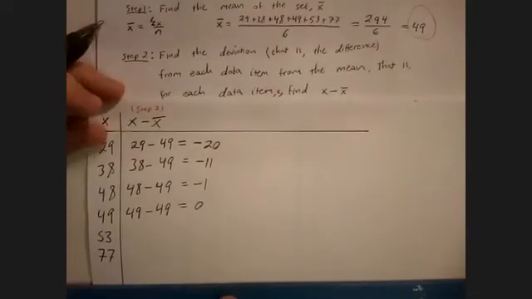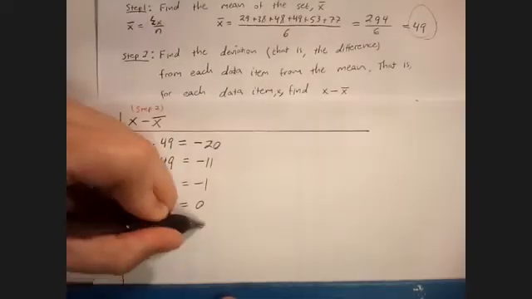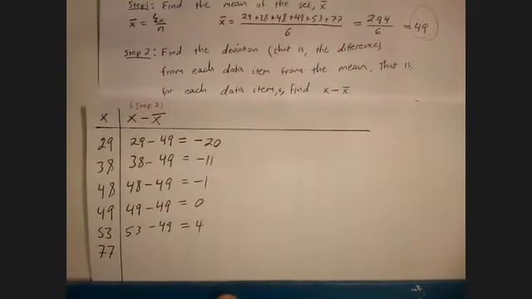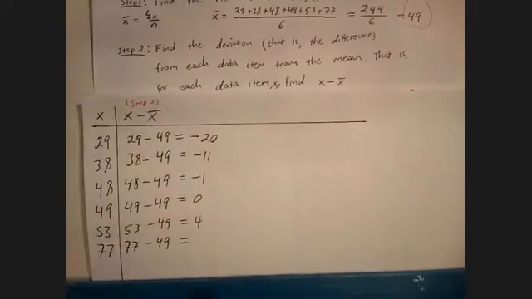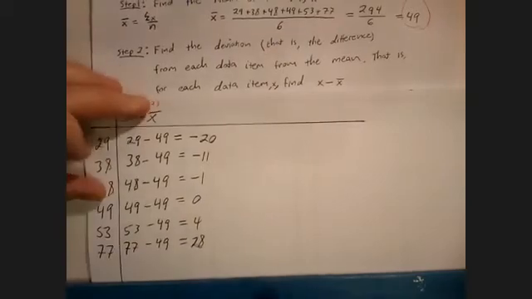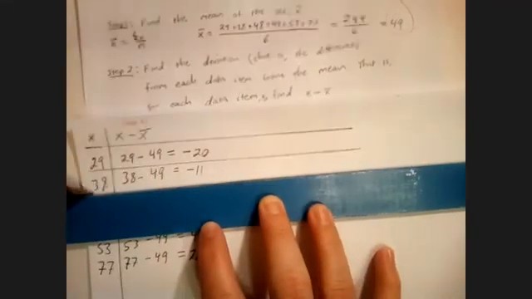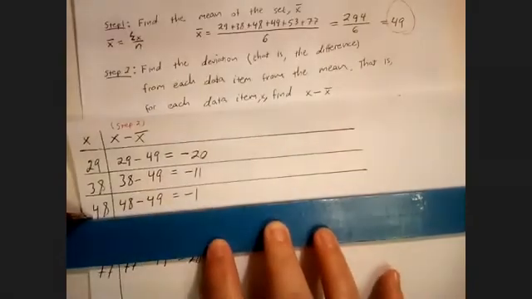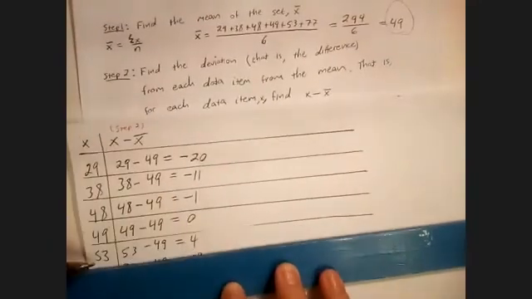And then 53 minus 49 is 4. We're starting to get the positive numbers. And then 77 minus 49, I believe, is 28. Okay. So I'm going to go ahead and put some lines here, because I'm going to continue this table, I need some more room.